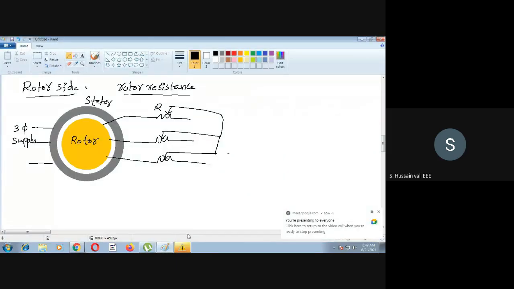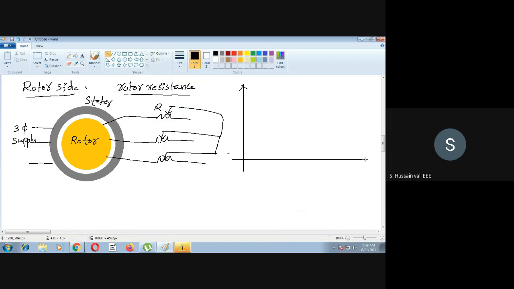Now I will draw the graph that has torque speed characteristics. It's just a repetition only. I'm just showing that there is a method using which we can control the induction motor from the rotor side. That's what I'm trying to show. It is just a revision of the previous topics. So slip I will take here.